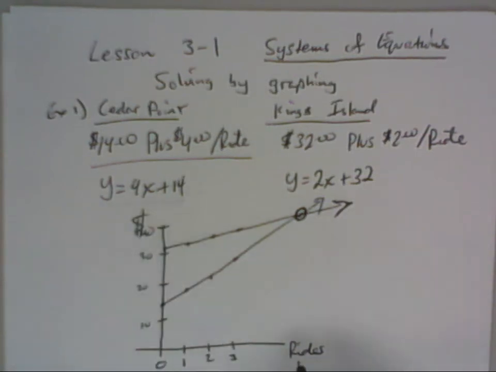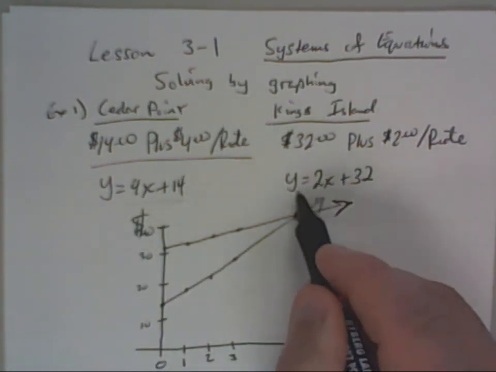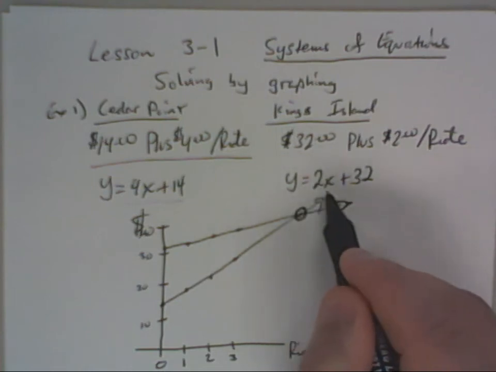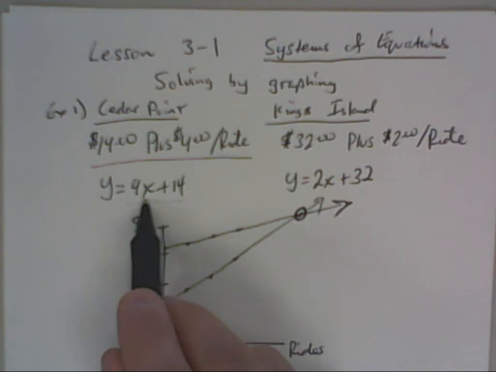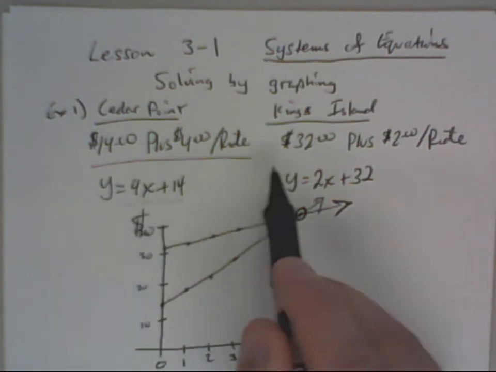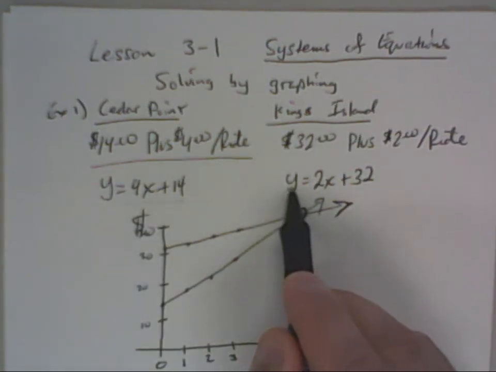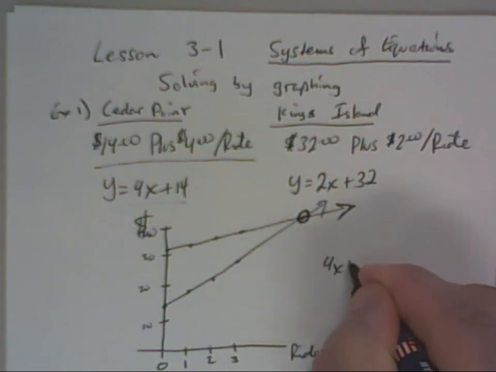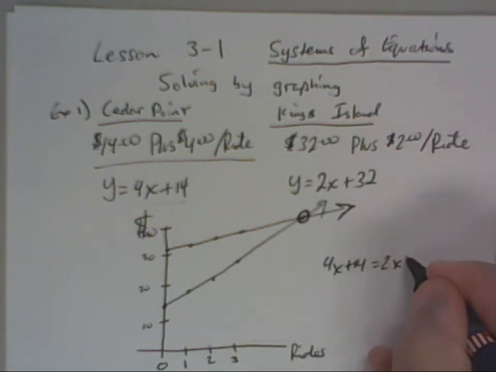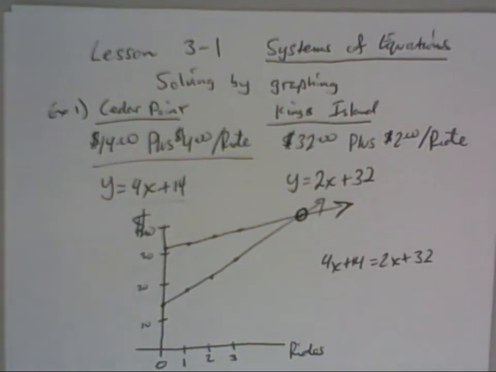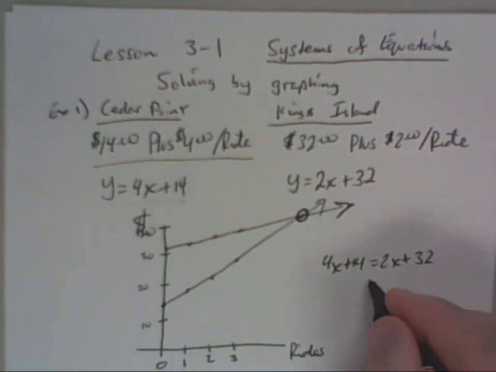Here, if y equals 4x plus 14, I'm going to go to this equation, but instead of putting y equals 2x plus 32, I'm going to put what y equals over here. Y is 4x plus 14, so I'm going to replace this y here with 4x plus 14, and that's equal to 2x plus 32. So we can get the x's together.